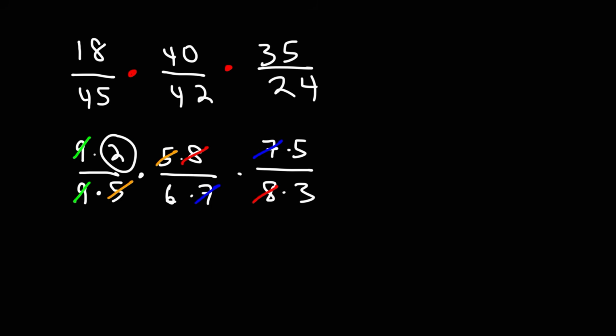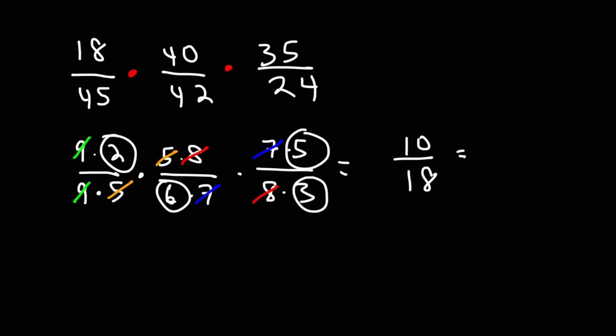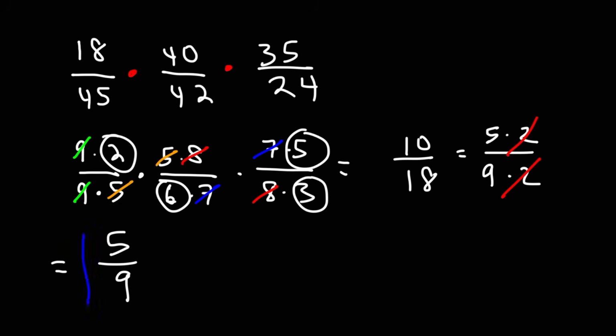So right now we have 2 times 5, which is 10. And we have 6 times 3, which is 18. Now we could still reduce this further. 18, we can write that as 9 times 2. 10, we can break that into 5 and 2. So we can cancel the 2's, and thus we're left over with 5 over 9. So that's the answer for this problem.